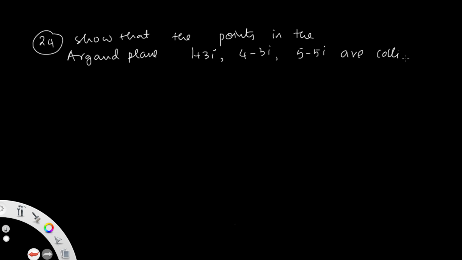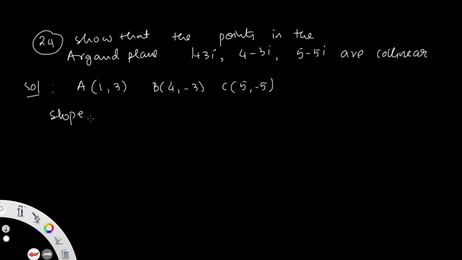If this question is given, you have to find the slope. First, always write the complex numbers as points: A of (1, 3), B of (4, minus 3) and C of (5, minus 5). Find the slope of AB. If the slopes are equal, then the points lie on the same line, that is why they are collinear. So slope of AB is minus 3 by 4 minus 1, that is minus 6 by 3, nothing but minus 2.